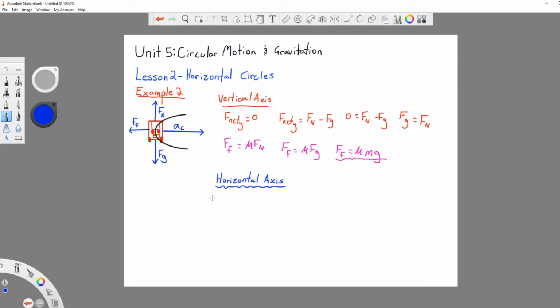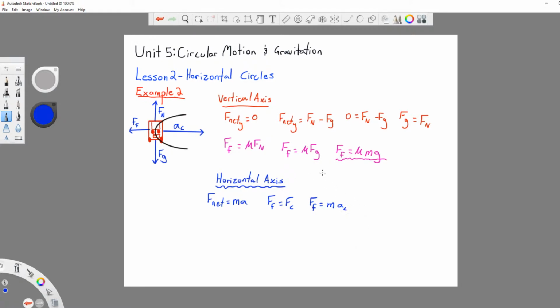And we can say that F net is equal to mass times acceleration. We can also say that force of friction is equal to this centripetal force. Okay, so we can say force of friction is equal to force centripetal. This is the mass times the centripetal acceleration. And we can say that force friction is equal to m a_c.